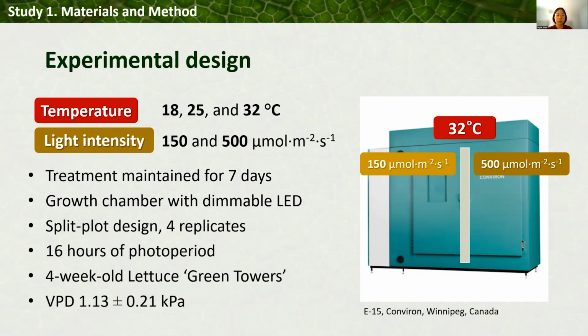A 16-hour photoperiod was used, and lettuce 'Green Towers' were used. Those Green Tower seedlings were grown in the indoor production system, with the temperature maintained at 25 and light intensity at 250, which is in the middle of the range that I set as treatments.